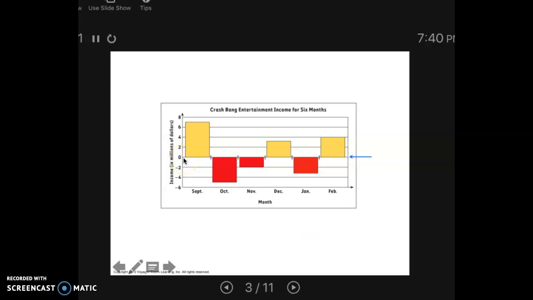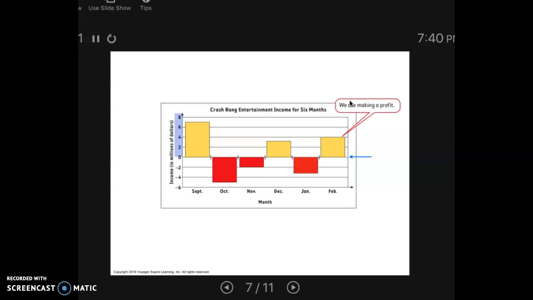This bar graph shows bars above and below the 0, and this line represents the income of $0. In September, December, and February, the company made money. These bars are above the 0 line. What do you think it means when a bar is below the 0 line? The bars below the 0 line indicate when the company lost money. So Crash Bang lost money in October, November, and January.